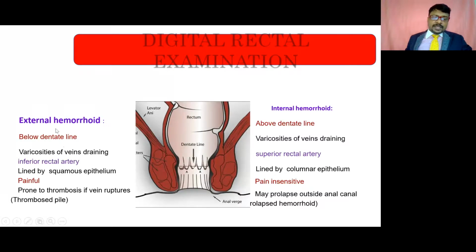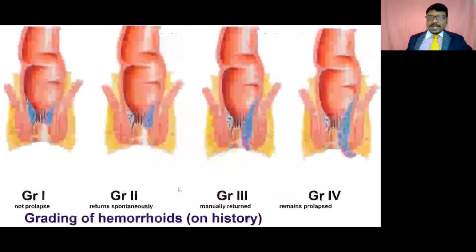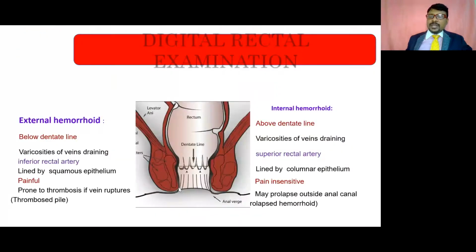So this is the external hemorrhoid, below the dentate line. It involves varicosities of the veins draining, and it is supplied by the inferior rectal artery. These are lined by squamous epithelium, so they are more painful. They are a little bit bigger in size and more painful. They may get thrombosis, or the vein may rupture. If the vein ruptures, they may get thrombosis, bleeding and a blood clot. If the blood clot is infected, they may get severe pain.